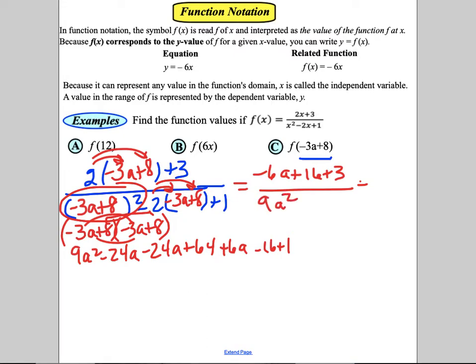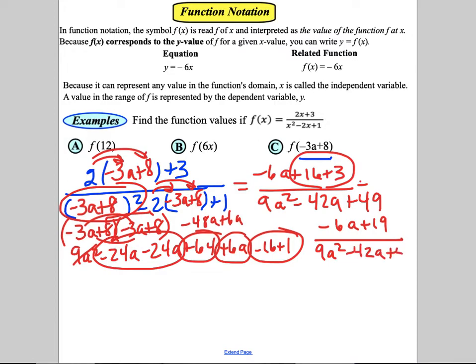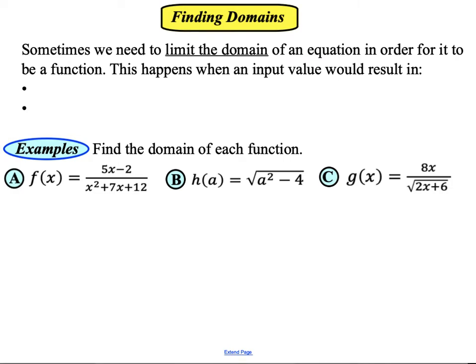So 9a squared. Okay, got that guy. How many a's? Minus 24 and minus 24 and plus 6. Well, that's a minus 48a plus 6a. So that's a minus 42a. And then our constant terms, we have a plus 64 and a minus 16 and a plus 1. So 64 minus 16 is what, 48? And plus 1 is plus 49. Okay, so we have one term to combine right there, so we get negative 6a plus 19 all over 9a squared minus 42a plus 49. Final answer. All right, so just hang in there. Some of these will get a little bit long, but you have the skills to complete these.